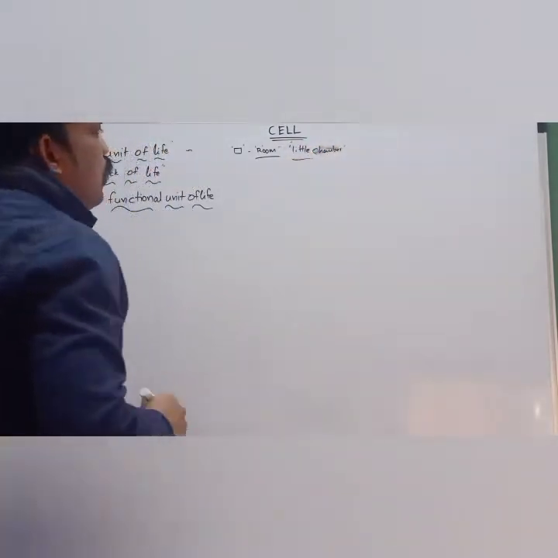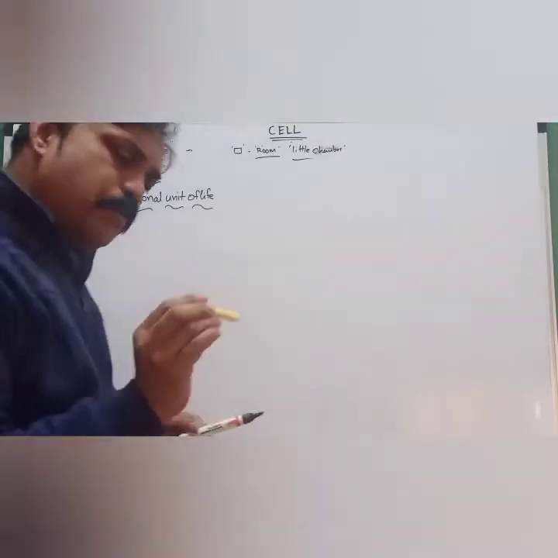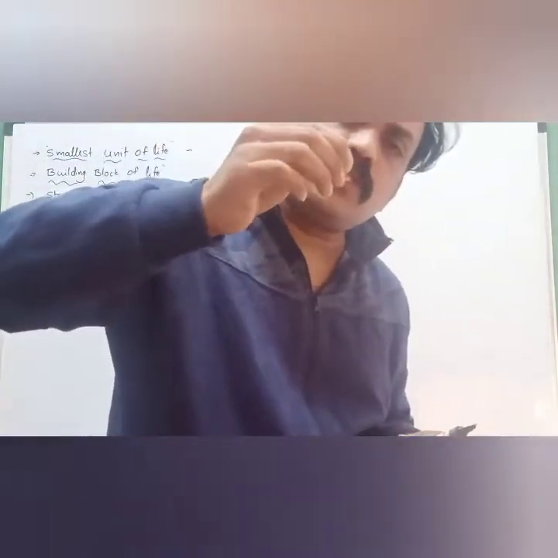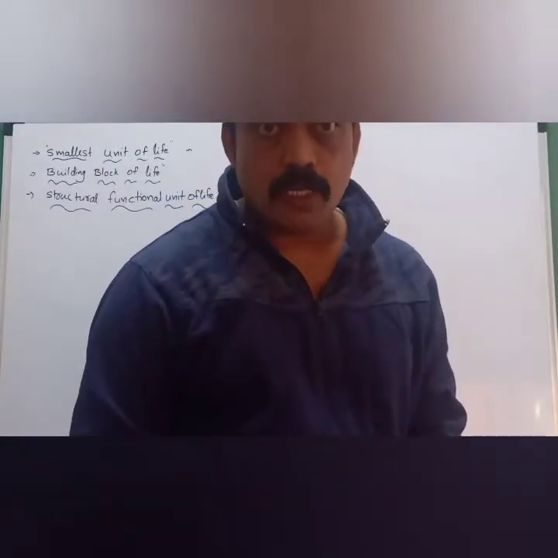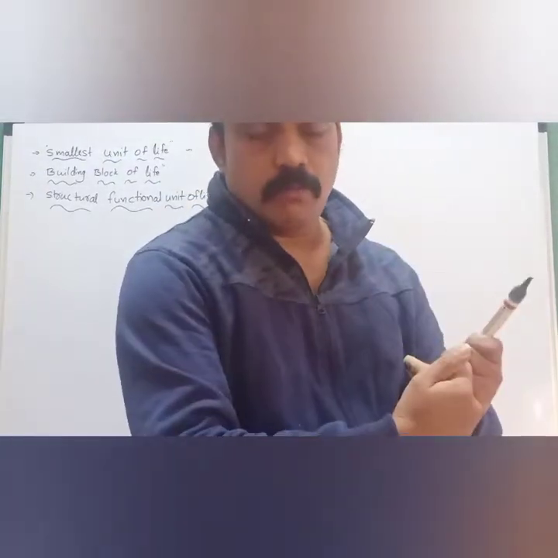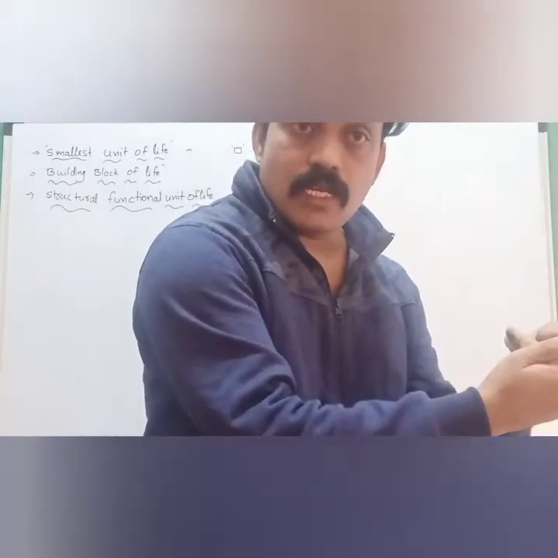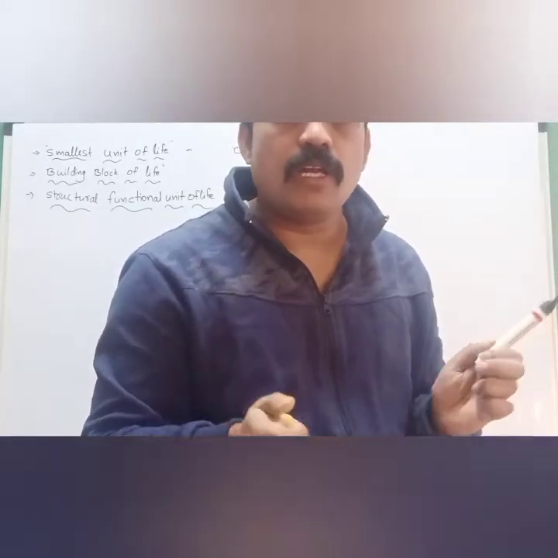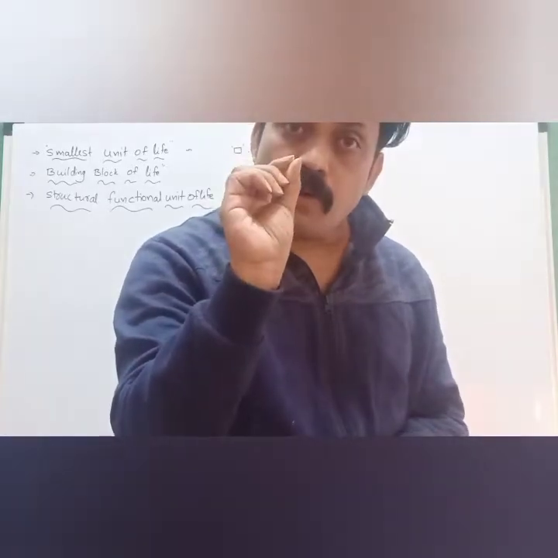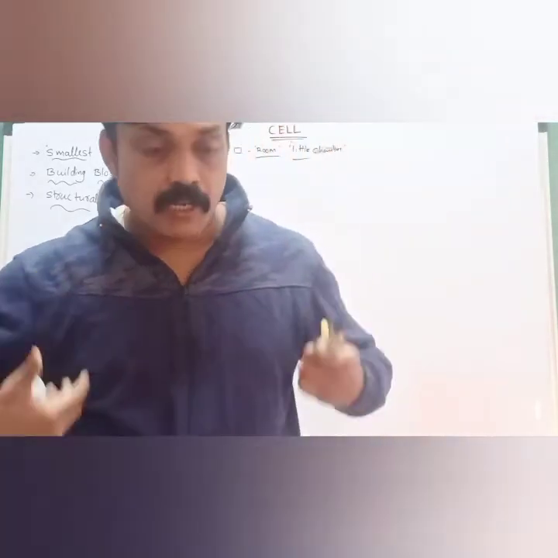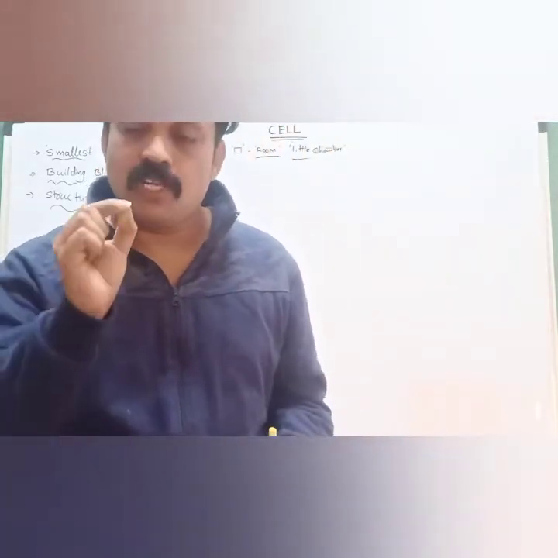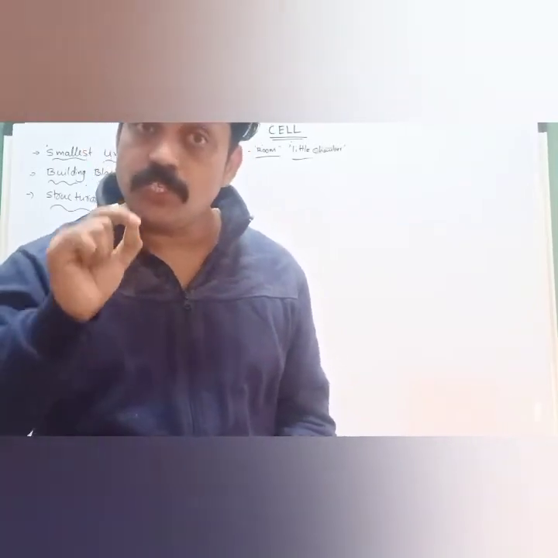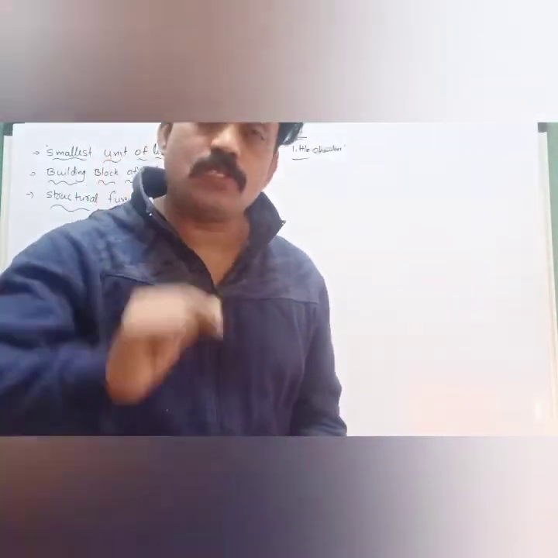That means this piece of chalk is made up of the smallest particles, and in the same way the bodies of human beings, animals, plants, microorganisms, all living organisms are made up of the smallest unit. But we cannot see our smallest units. That smallest unit is nothing but the smallest cells.